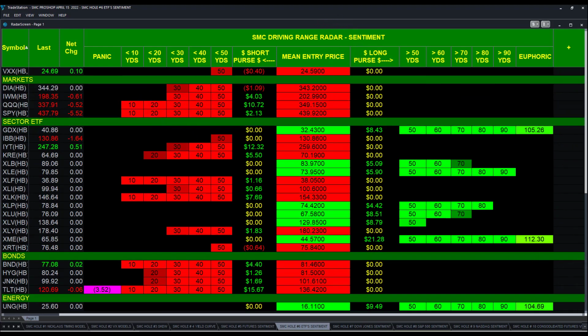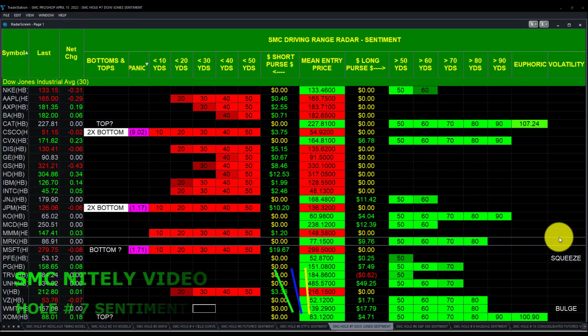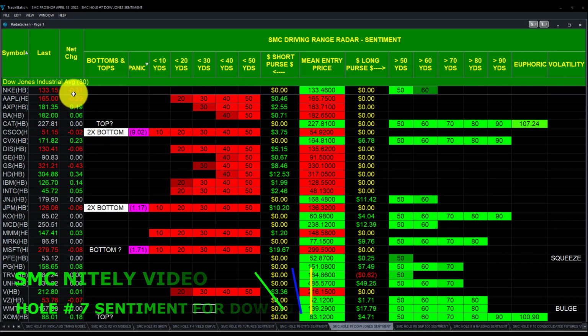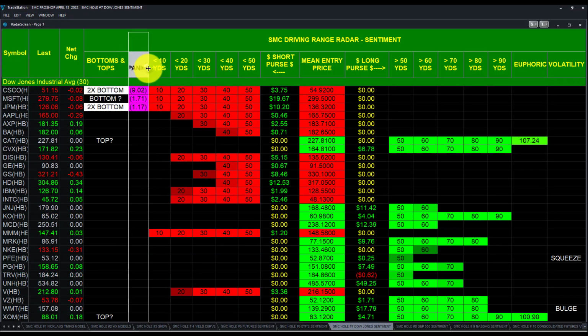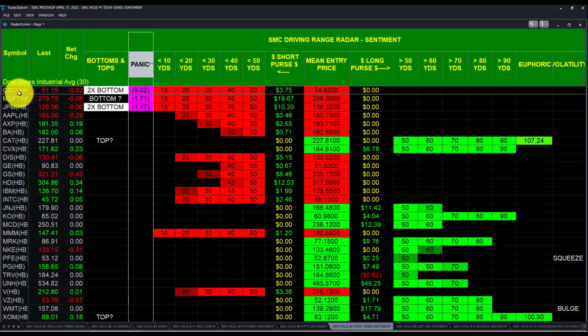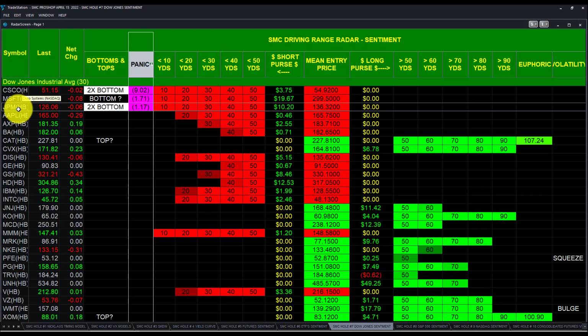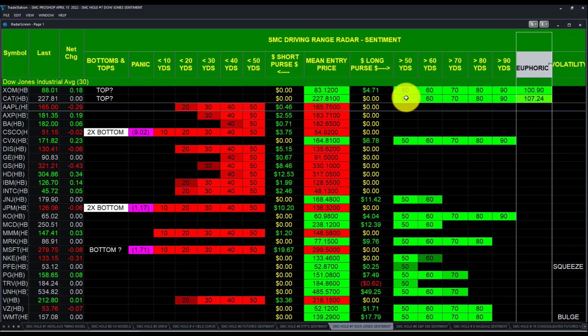Sentiment, ETFs. Hole number 7, the driving range, sentiment for the Dow Jones. So let's sort what stocks in the Dow Jones could be setting up the best for a bounce. Cisco, Microsoft, JPM. What stocks might be looking to come back in? Exxon, Caterpillar. Sentiment radar for the Dow.